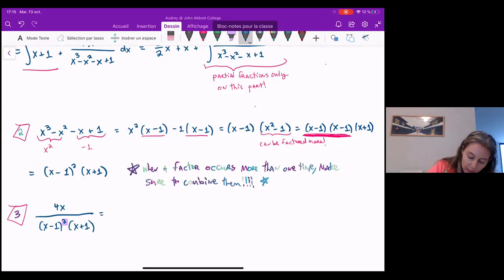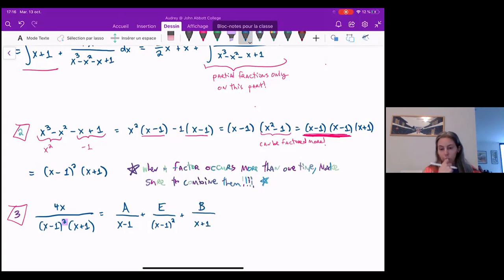And so what happens here is I'm going to have A over x minus 1 plus E over x minus 1 squared. So where did x minus 1 come from? It could have come from x minus 1 squared, but also x minus 1 is a factor of that, and we have to take that into consideration. The x plus 1 only occurs one time, so it only gets one fraction to itself.